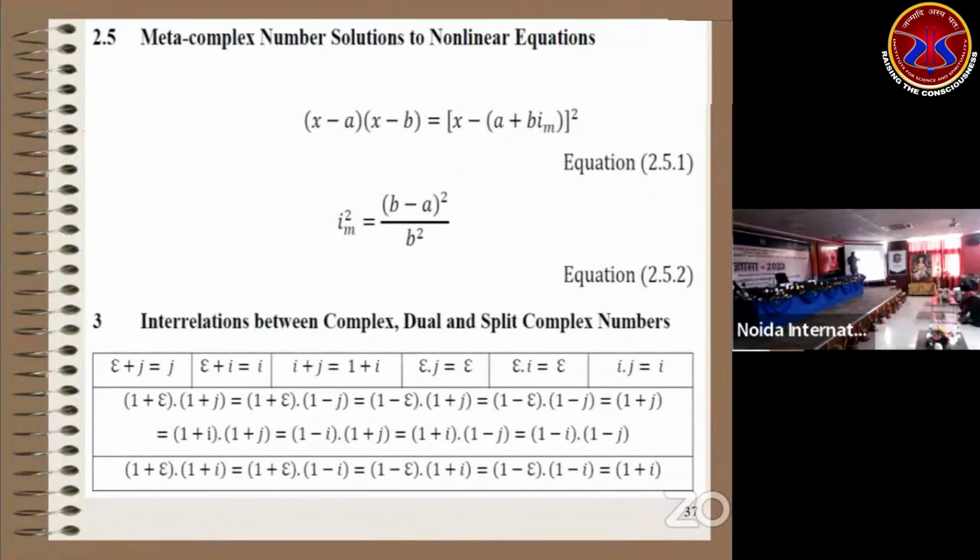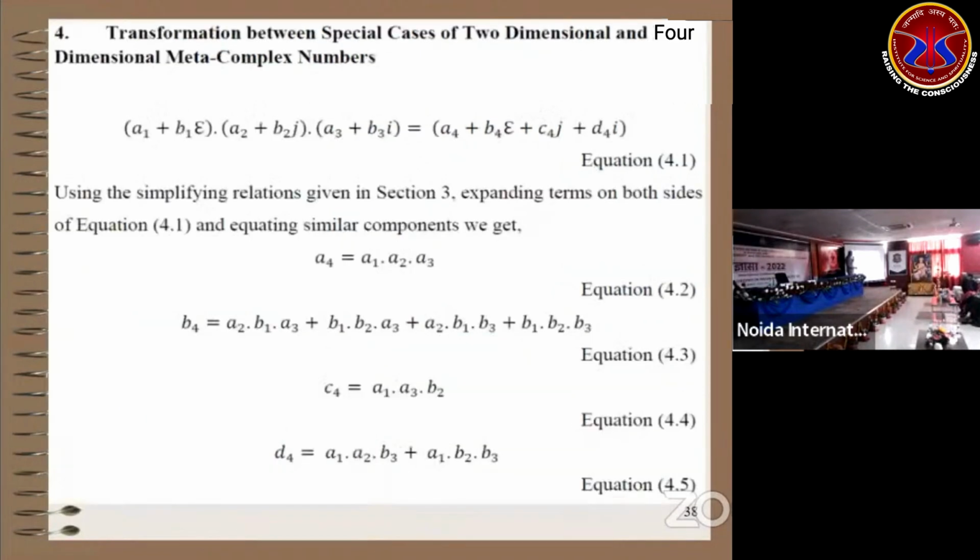We have (x minus a)(x minus b). This is a nonlinear equation, a quadratic equation. But let us say I convert this into the other form on the right hand side. I'm converting it into the square of some linear relation. If the left hand side is 0 and the right hand side becomes linear, I just have to find out x equals a plus b times i. So it is easier to convert a nonlinear equation to a linear form if you use imaginary numbers. That's the crux of my work.